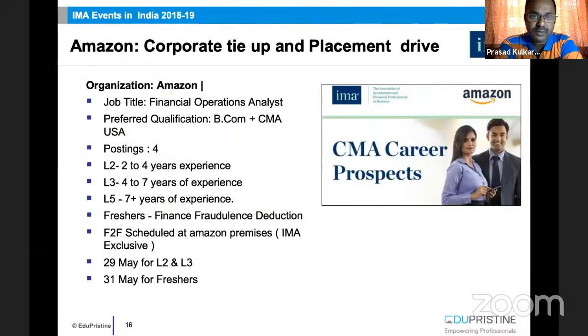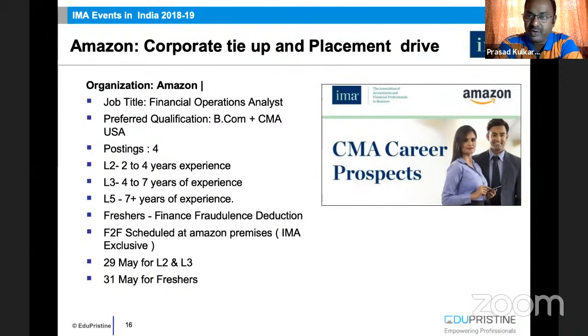So these are some of the examples that are happening. The demand for CMAs is increasing. This is just to drive that point. In India, Amazon has offices in Bangalore, etc. They are also looking for CMA. Preferred qualification: BCom plus CMA. Just a BCom will not do.